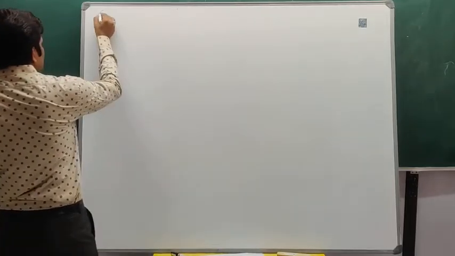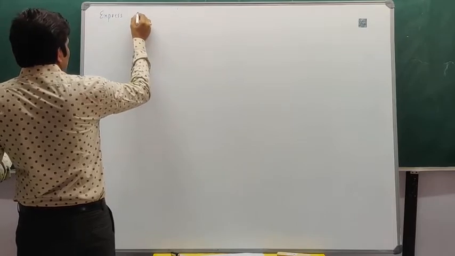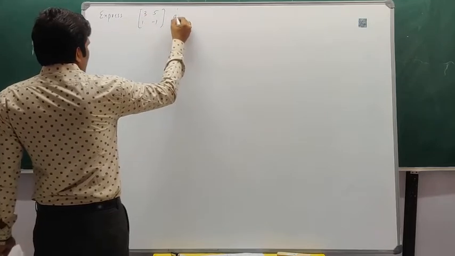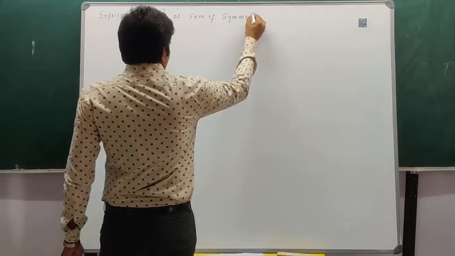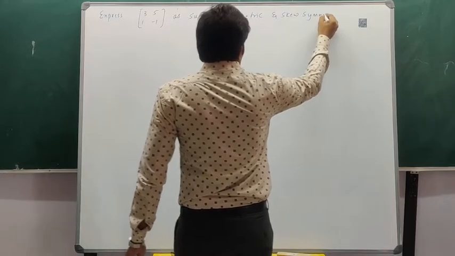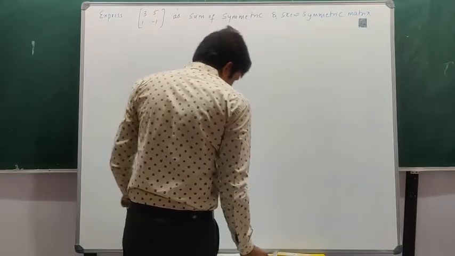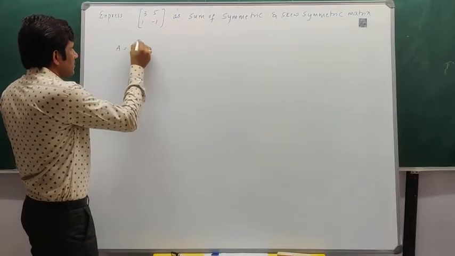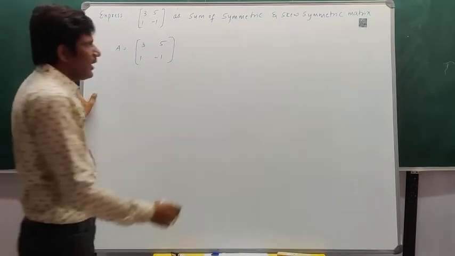So, express the matrix [3, 5; 1, -1] as the sum of a symmetric and a skew symmetric matrix. I already told you the procedure. Take the given matrix as A, so A is equal to [3, 5; 1, -1]. Then take the transpose of this.